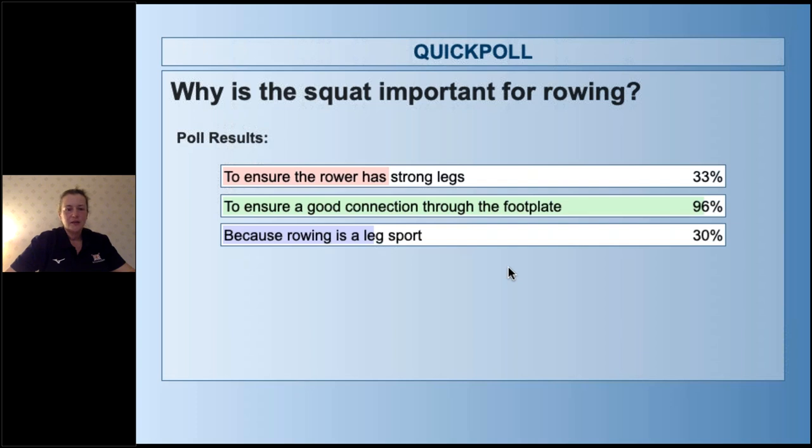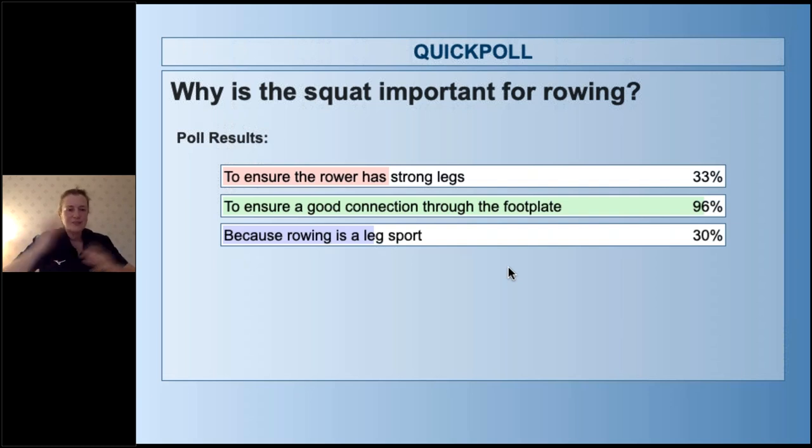Okay, so the primary one is definitely ensuring we've got a good connection through the foot plate. Somebody told me years ago, a coach, I can't remember, I think it might have been Thrust, that rowing's just squatting horizontally on a moving seat. So if we're able to get a good squat movement and good squat positions, then we're able to get that good connection through the foot plate as well.